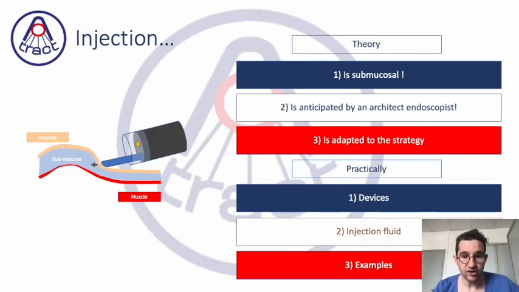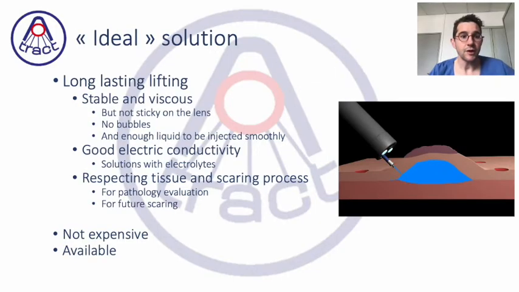Second point, the injection fluids. So what we want is a kind of ideal solution, a long-lasting one, but not too long if you have done a bad injection. So it should be stable and viscous, but not sticky on the lens, no bubbles, and fluid enough to be injected smoothly through a needle. If it's too viscous, it is very difficult for the nurse to inject properly.